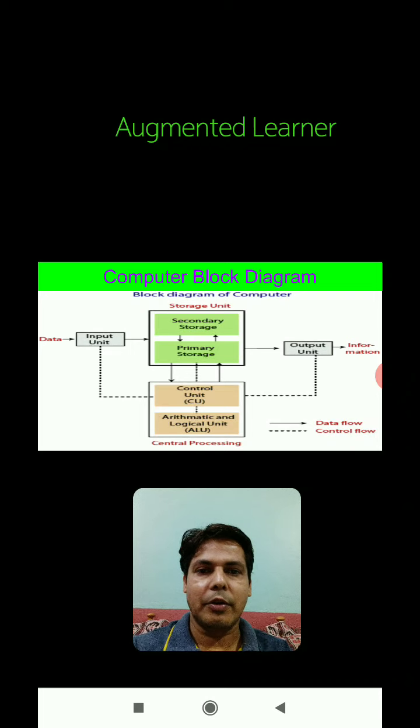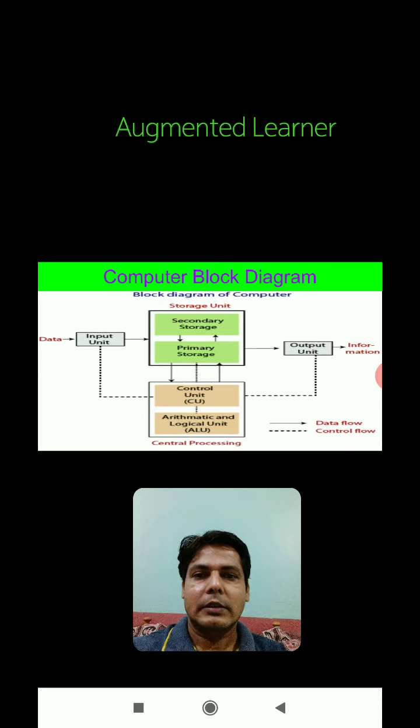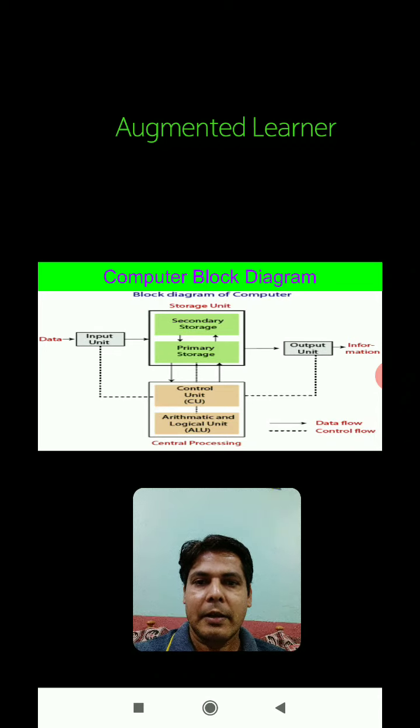Third is the output unit. The output unit displays information and data from the computer, such as the monitor. Fourth is the central processing unit, CPU. In this, there is the control unit and the arithmetic and logical unit. This is called the brain of the computer.